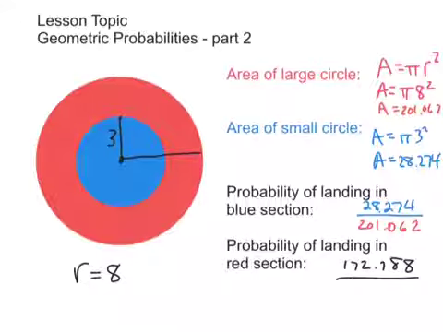for the area of the red portion of the circle, and then that will be, of course, over still the total sample space, which is the area of the large circle, which is 201.062.